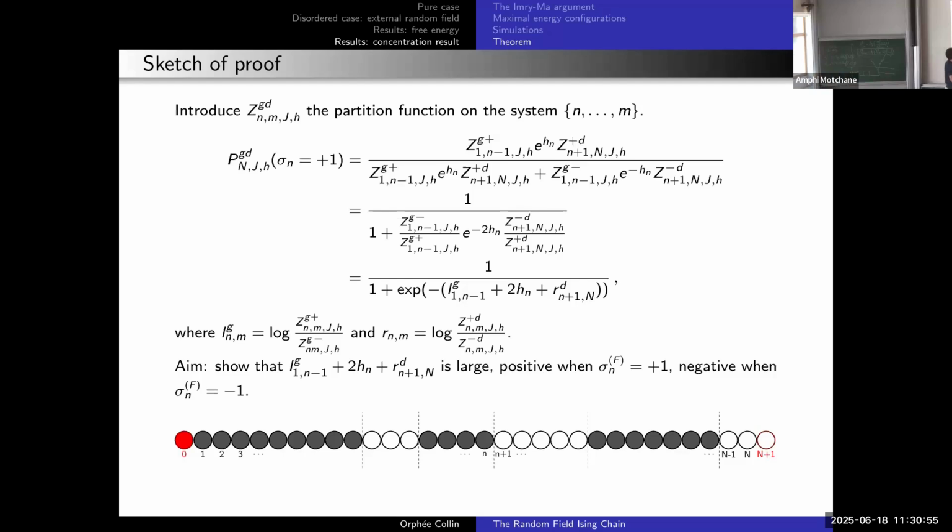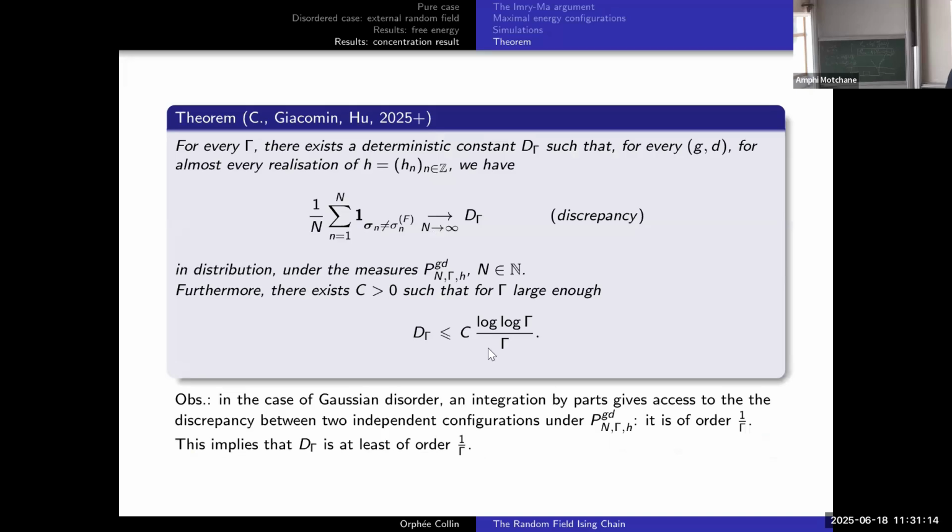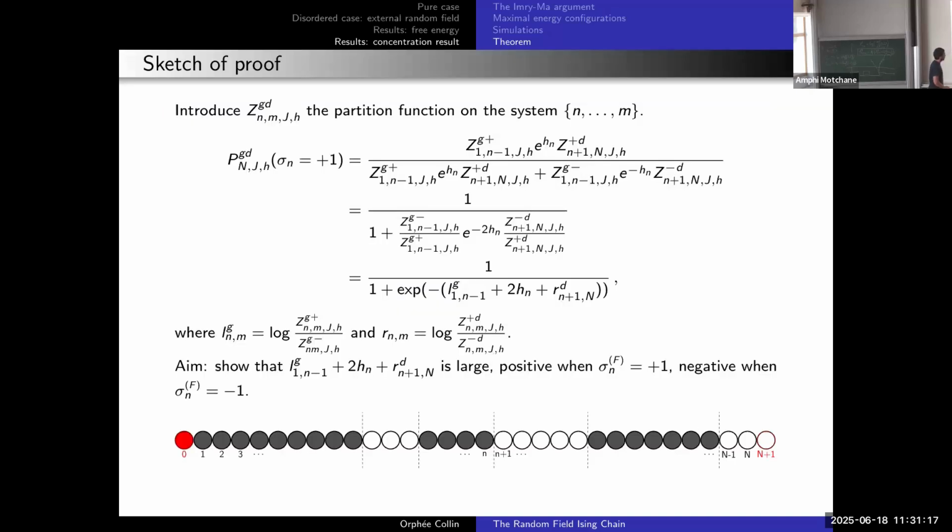So you can deduce that overall this is of order gamma. So it's typically large. It's going to be of order 1 only with probability 1 over gamma. This is what will eventually contribute to the discrepancy here, the 1 over gamma here. And the final step is to establish when it's positive and when it's negative. There you need some additional work, but maybe I can say a few words about that.